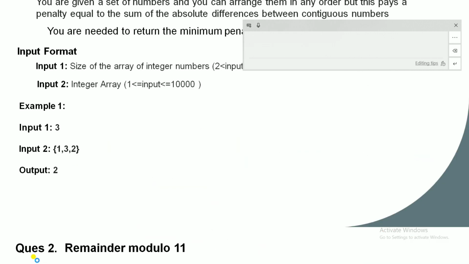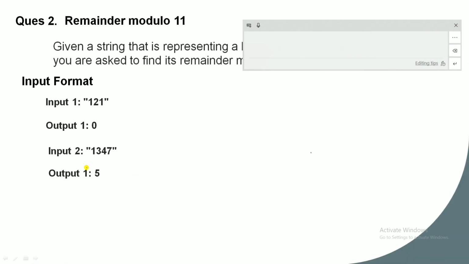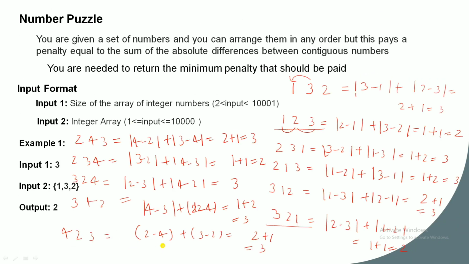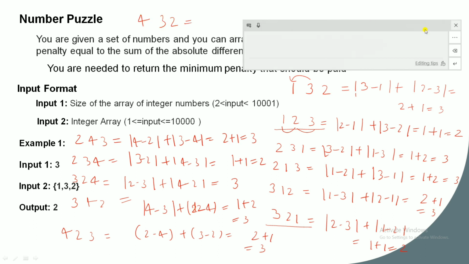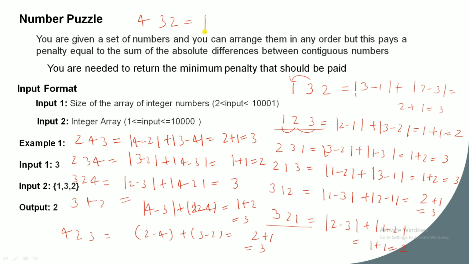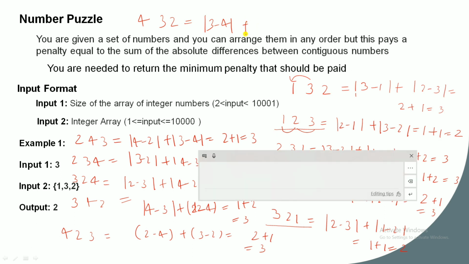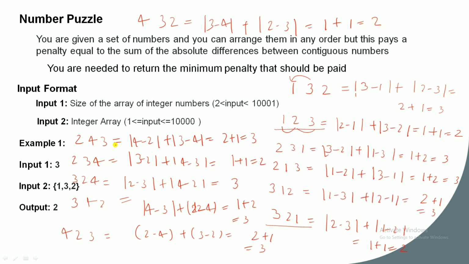And now 4, 3, 2. Let me take it here. 4, 3, 2 is 4 minus 3 plus 3 minus 2. This will be 1 plus 1 equals 2. So again, what we saw is that sorted order, ascending and descending, gives the minimum sum.